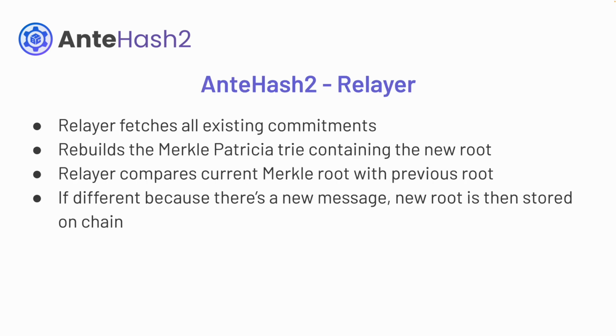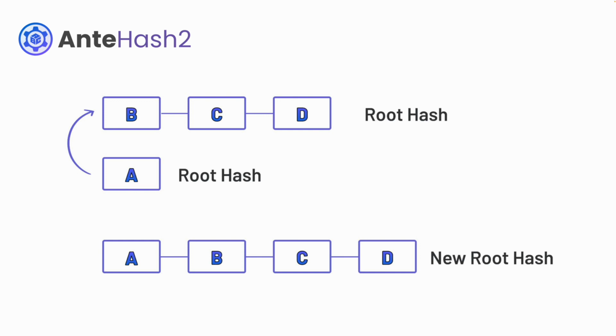Now we move to the new feature that AnteHash2 brings, the relayer. The relayer is a product that can take a message and automatically put that on-chain. Using that functionality, we take all prior commitments and build a Merkle-Patricia tree. Taking the root hash of that, it compares the hash to the on-chain root hash, and if they're different, that means there's been a new commitment and it will update the on-chain root hash to this new root hash. This following image demonstrates a brief representation of how commitment A gets added to the Merkle-Patricia tree and how the new hash is created and uploaded.